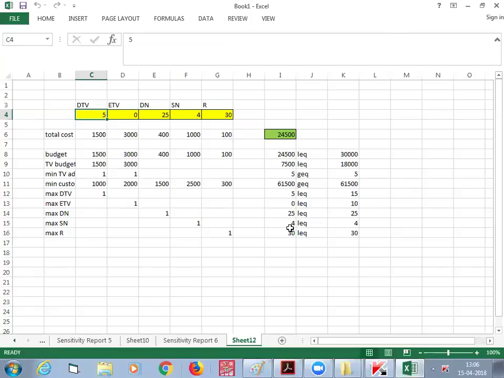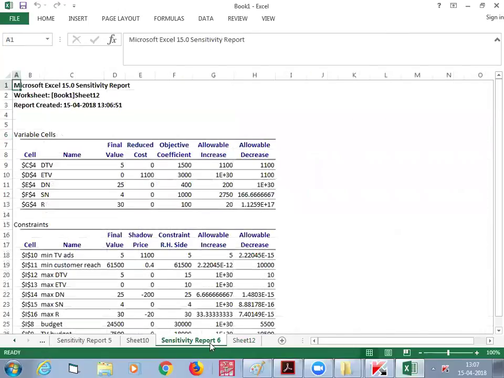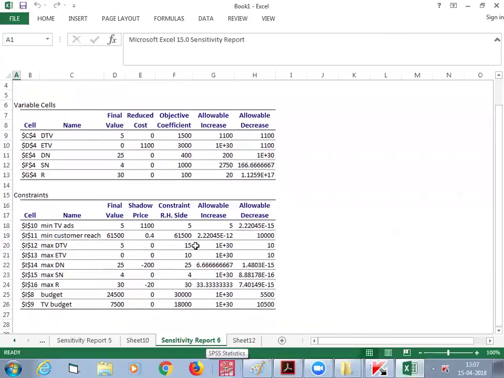Okay, let's see. Now we're down to 5 TV ads, and we're using up all of the other. Very nice solution. We're still able to get 61,500 customer reach with much lower cost because the TV cost is down. Unfortunately we cannot go any lower, because everything else has been exhausted.